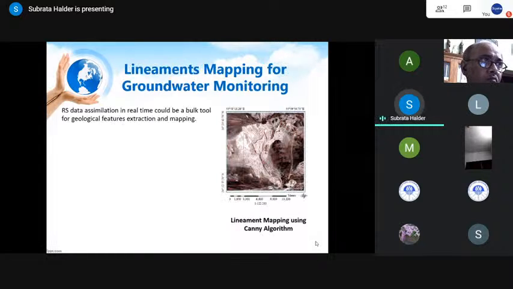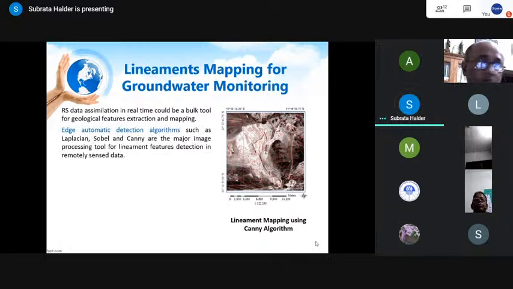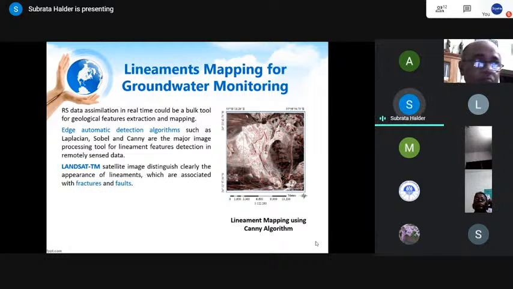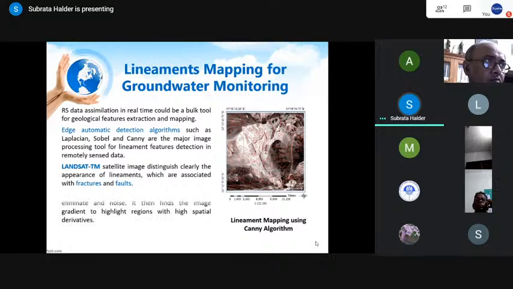Lineament mapping is also used for groundwater monitoring. Remote sensing data assimilation in real time could be a bulk tool for geological feature extraction and mapping. Edge automatic detection algorithms such as Laplacian, Sobel, and Canny are the major image processing tools for lineament feature detection in the remotely sensed data. Landsat Thematic Mapper satellite images distinguish clearly the appearance of lineaments, which are associated with fractures and faults.